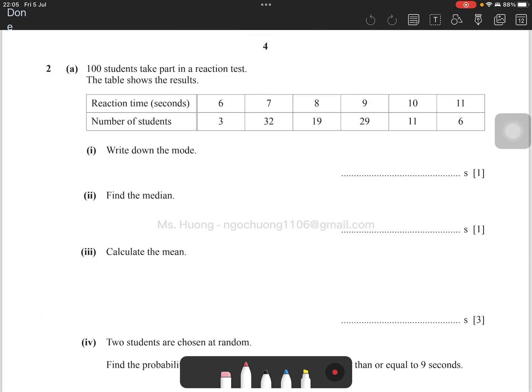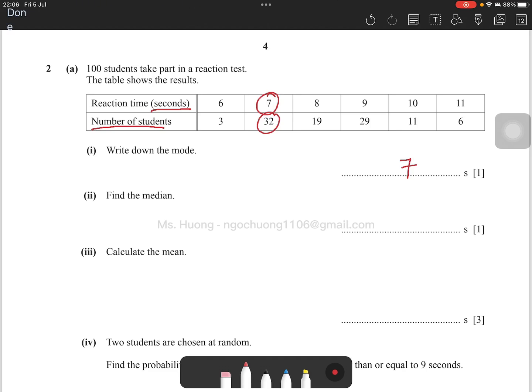Question 2. A. 100 students take part in a reaction test. The table shows the results. The first row shows the reaction time in seconds, and the second row is the frequency, the number of students. The first question, write down the mode. The mode is the value with the highest frequency. In this case, the highest frequency is 32, so the mode is 7 seconds.